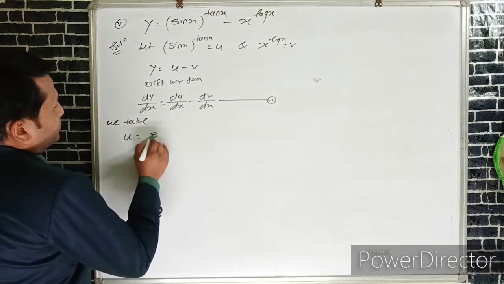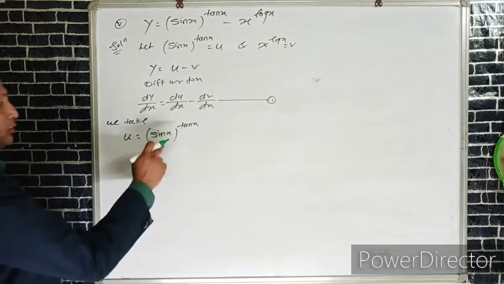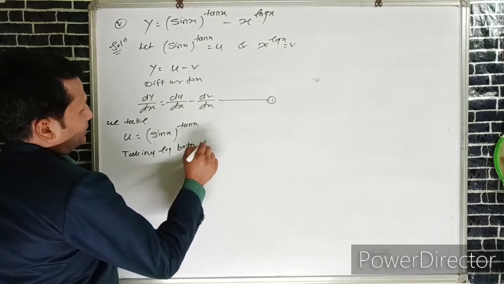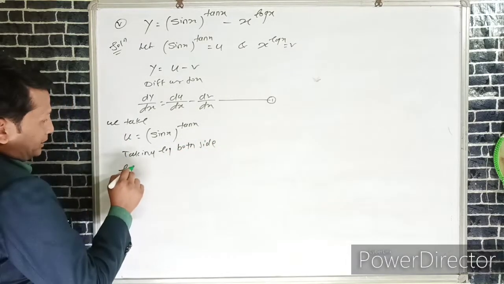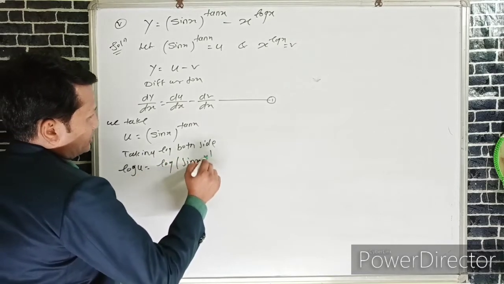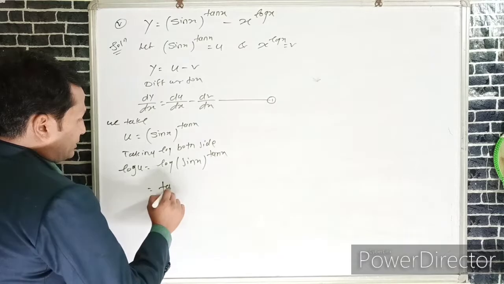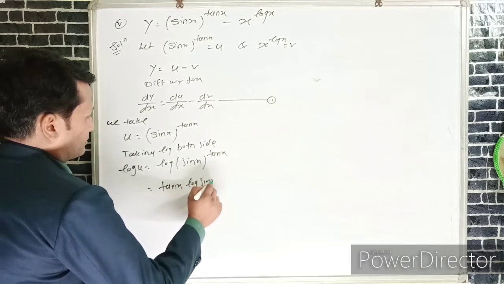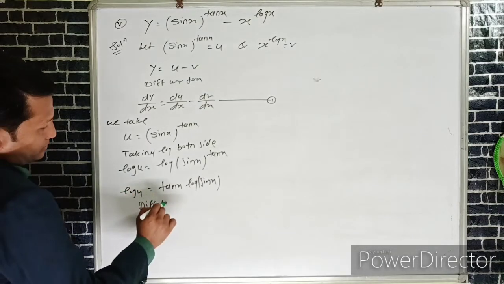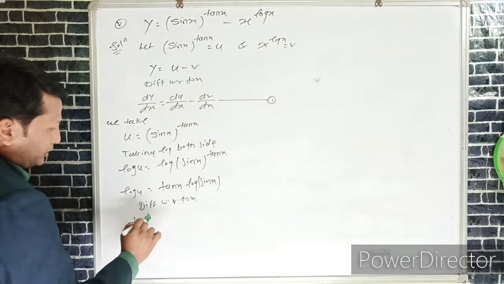u is equal to (sin x) whole raised to the power 10x. Now, if we have to differentiate, then take log on both sides. We can write log of u is equal to log of (sin x) raised to the power 10x. Again, we know that we can write it as tan x into log of sin x. Now, if we differentiate with respect to x, then the derivative of log u is 1 upon u du upon dx.